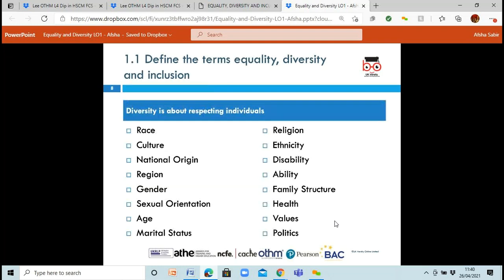And then we've got this little section here just about what diversity is about. So diversity is about respecting individuals. So you respect their race, culture, their origin, their region, their gender, their sexual orientation, their values, their family structure, disability, so you're respecting them on all of these aspects over here.